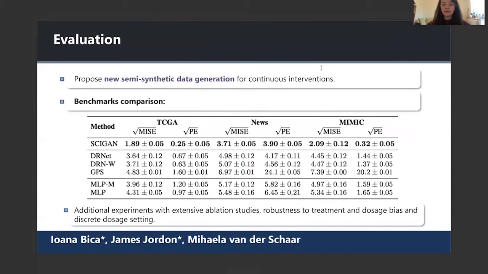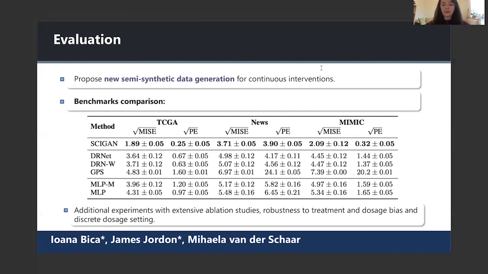Now, since in real data sets counterfactual outcomes are never observed, synthetic data generation models are needed to evaluate causal inference methods. While there are well-established benchmark synthetic models for the binary treatment setting, no such model existed for the dosage setting. So in our paper, we propose a new semi-synthetic data generation process for continuous interventions that enables us to vary both the treatment and dosage selection bias.